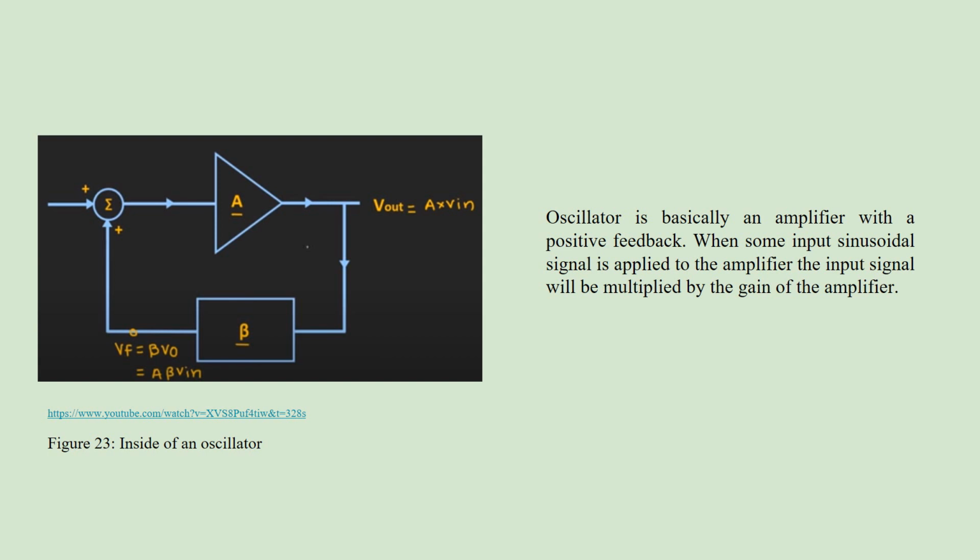amplifier. After removing the input voltage, whether we will get sustained oscillations or not depends on the product of A and beta. A beta is known as the loop gain of the oscillator. Beta defines what fraction of the output voltage is given as feedback to the input.